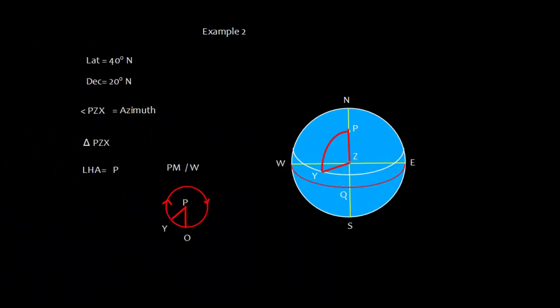Then we have this example 2, the body from here, it has come here, obviously this is your LHA. So the P will be equal to LHA, the time is PM, the body is in the westerly direction, and this is again the PZX triangle, and here this angle is actually the azimuth, but it is expressed like this.